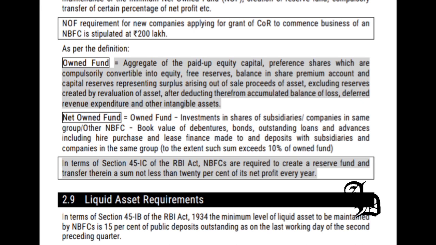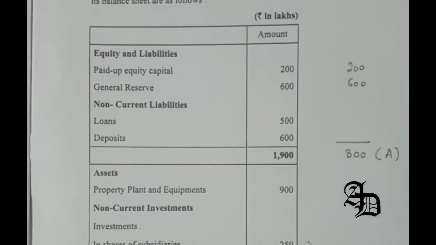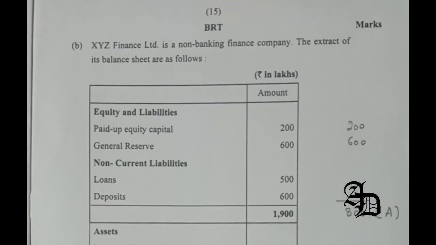Now talking about net own funds, we need to deduct some investments from the own funds: investment in the subsidiary companies and debentures of the group companies. We need to deduct those from the own funds. But the catch is that we need to deduct only to the extent of 10% of the own funds. So let us understand this catch point through an example from the November 2020 exam paper.